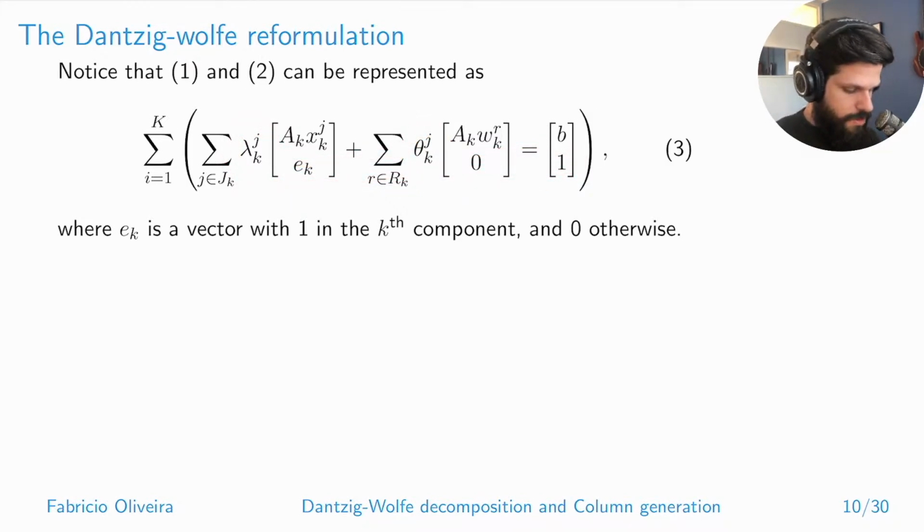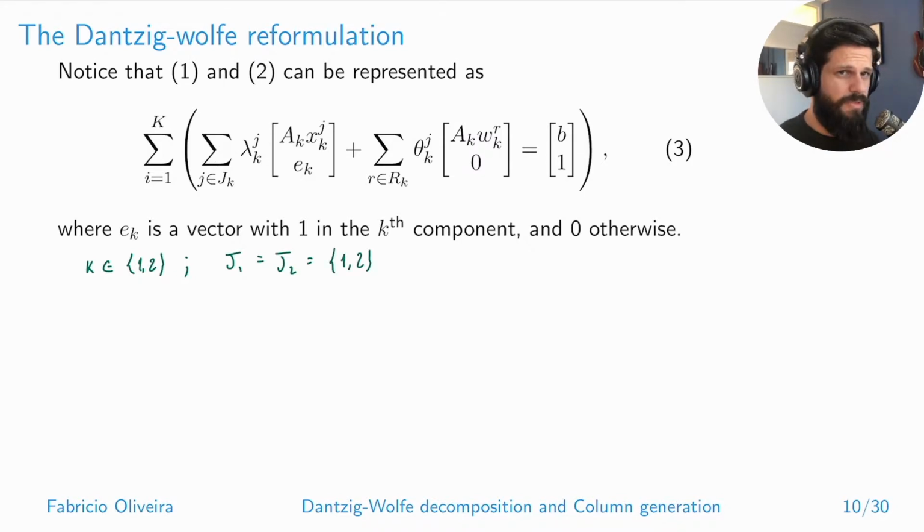So just for the sake of example, let's say that we have two subproblems, that each subproblem, so Jk1 equals Jk2, and they only have two extreme points. And just to simplify notation, no extreme rays for now, but you can generalize.